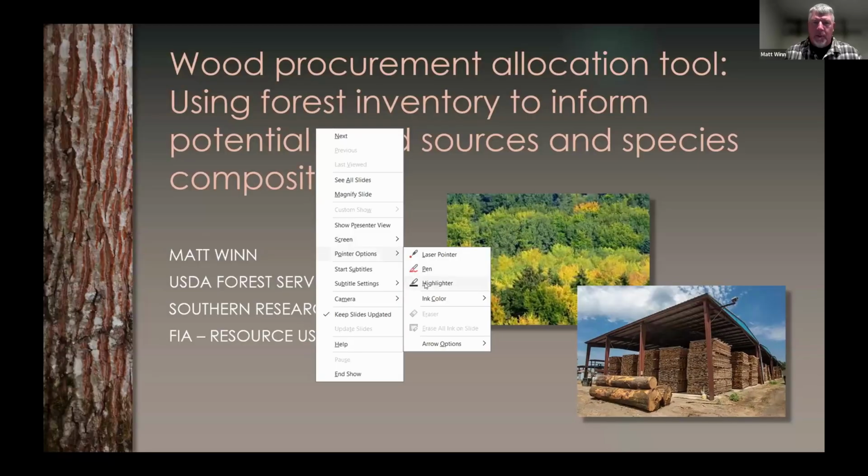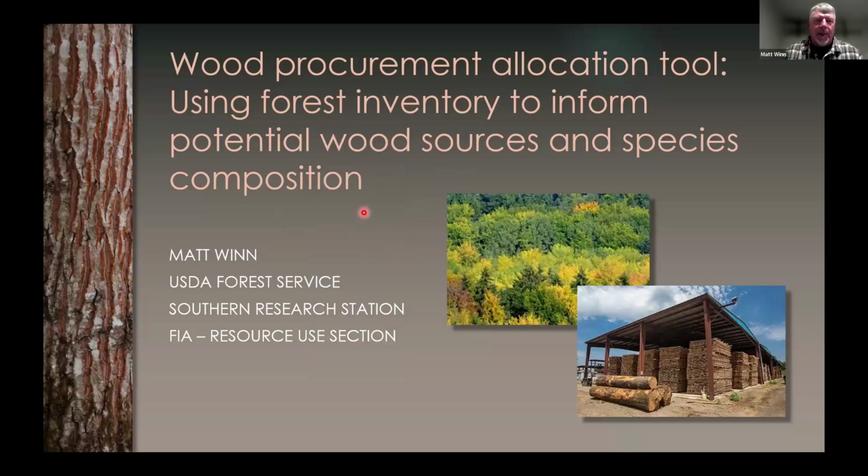Thank you, Consuelo. As Consuelo said, my name is Matt Winn. I work for the U.S. Forest Service Southern Research Station Forest Inventory and Analysis Program, in particular the Resource Use section. I'm located in Blacksburg, Virginia, and today I'm going to be talking about a tool that we developed to allocate county procurement from primary wood-using mills.